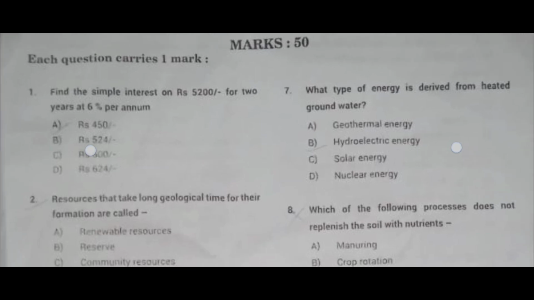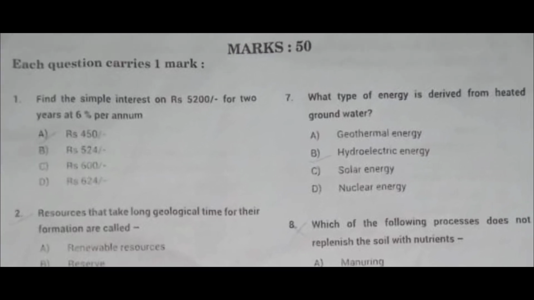So let us start. The first question we have is: find the simple interest on rupees 5,200 for 2 years at 6% per annum. Option A 450, B 524, C 600, and D 624. So here the correct option is option D, that is rupees 624.